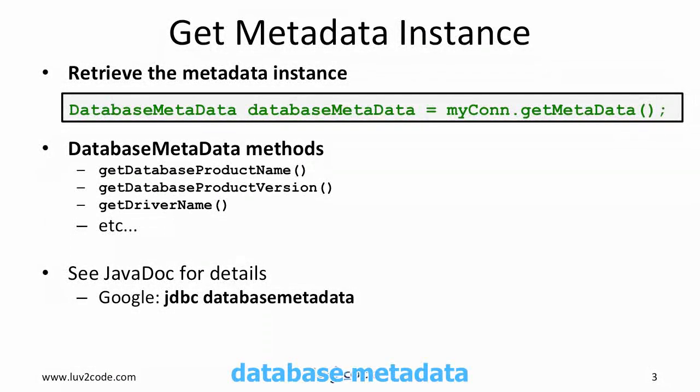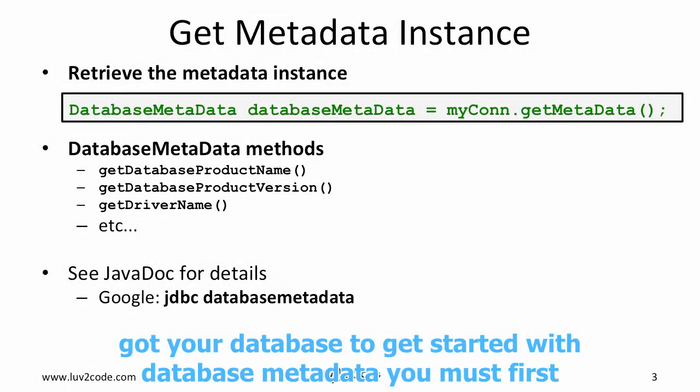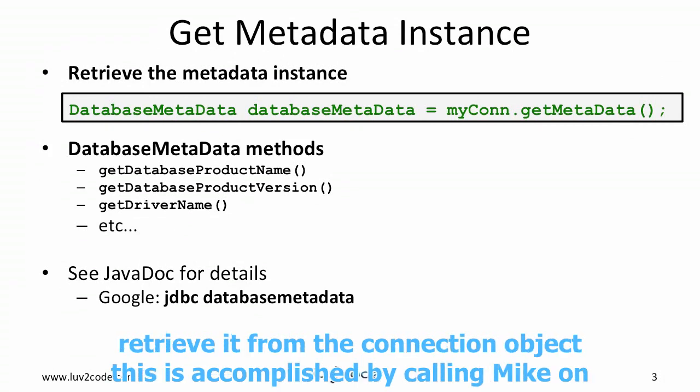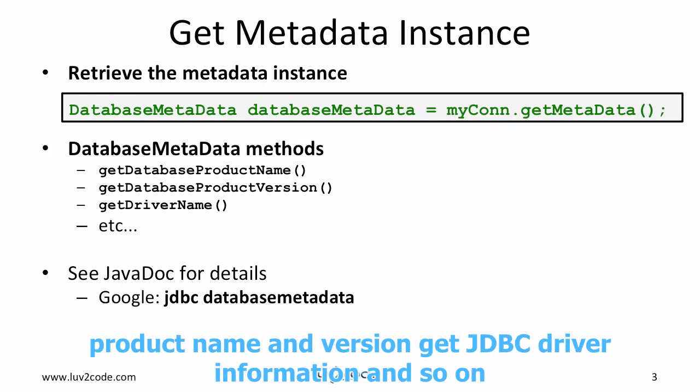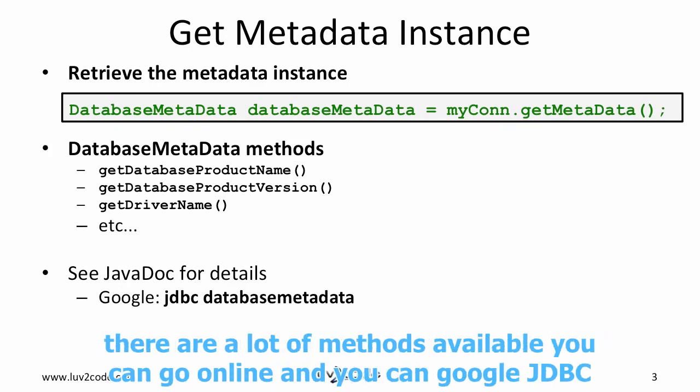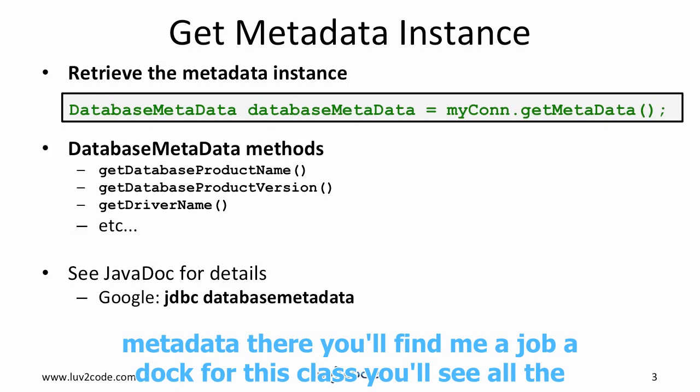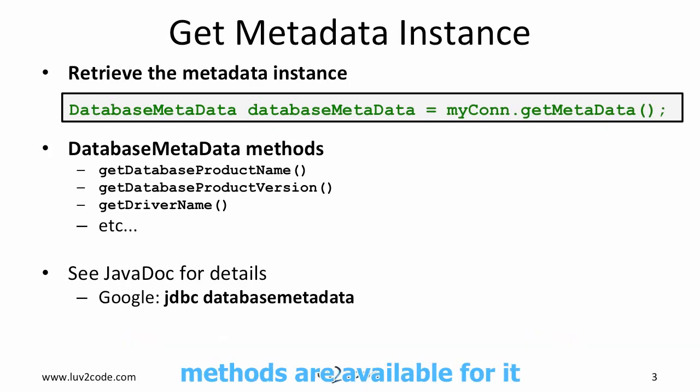Database metadata can give you information about your database. To get started with database metadata, you must first retrieve it from the connection object. This is accomplished by calling mycon.getMetadata. Then we can call some methods on the object, such as getProductName and version, getJDBC driver information, and so on. There are a lot of methods available. You can go online and Google JDBC metadata. There you'll find the actual Java doc for this class, and you'll see all the methods that are available for it.